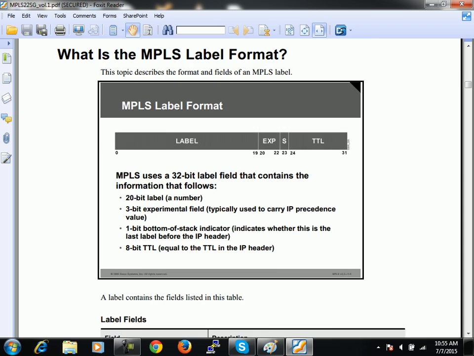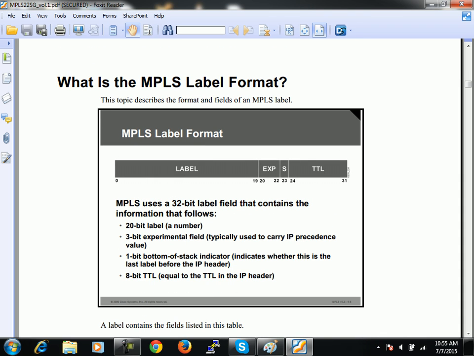This is your label format. 4 bytes. As I said, your label will always be a 4-byte long label. So in these 4 bytes you are having this information. First 20 bits will be responsible to represent your label number. That is why the range of labels can be from 0 to 2 raised to the power 20. You can calculate it by yourself. It will be like 100,000 something. Yes.